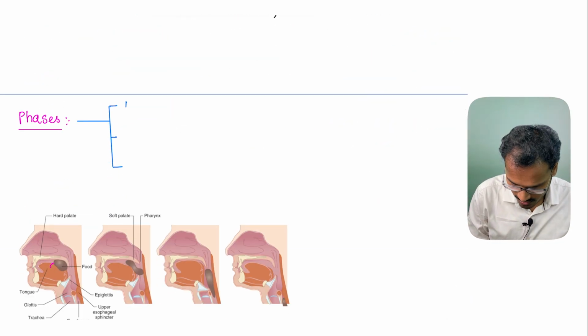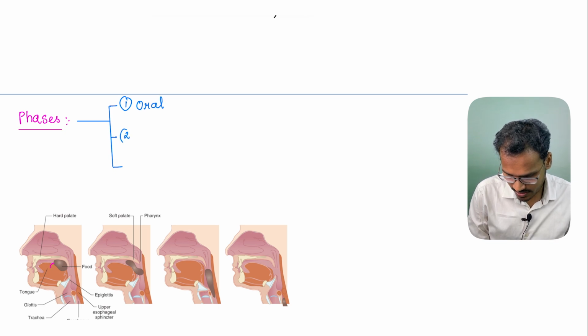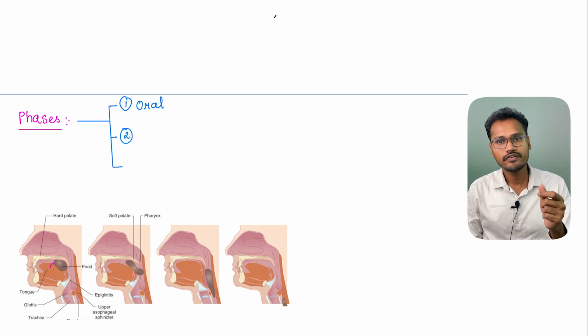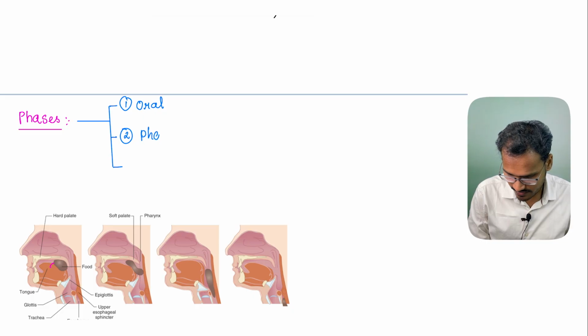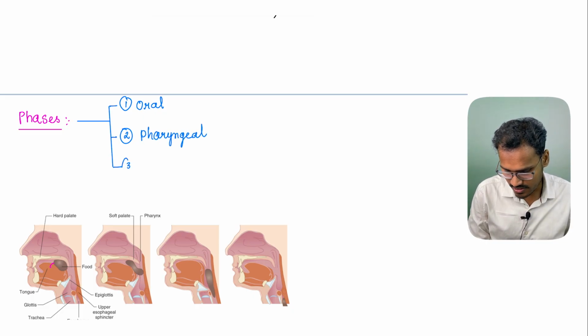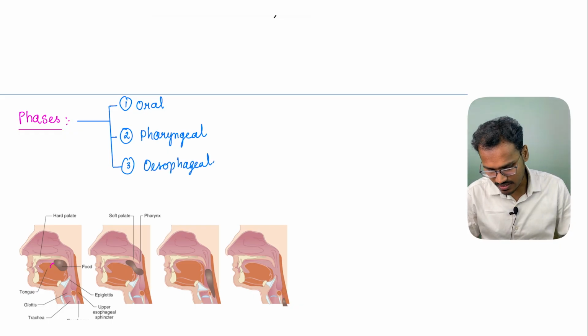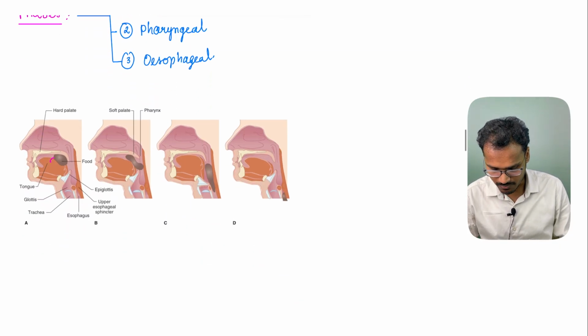The first one is called the oral phase, which happens in the oral cavity, and only the oral phase is a voluntary phase. The rest, the pharyngeal as well as the esophageal phase, happen involuntarily. So the second phase is pharyngeal, wherein the pharyngeal muscles play an important role, and the third phase is esophageal. So let's take the help of this diagram and see what happens.